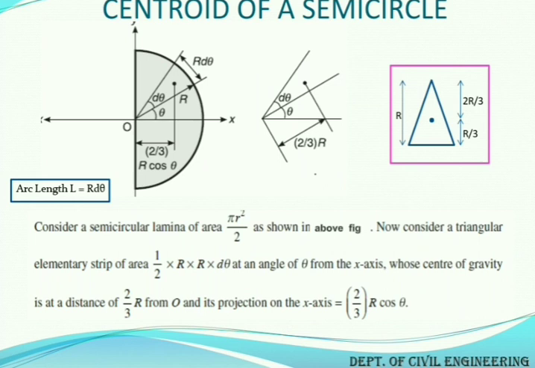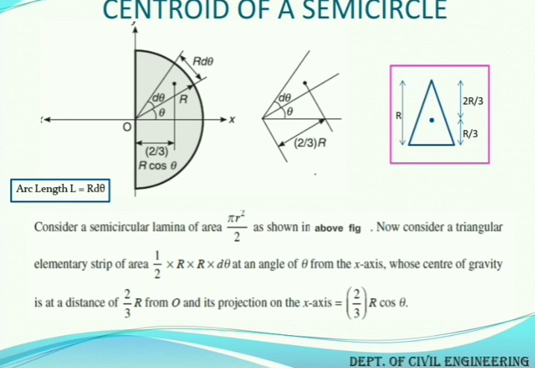So, let's find the area of this elemental strip. Area of a triangle is given by half base into height, right? So, half our base we have found out to be r into d theta, and height is nothing but the radius of the semicircle itself. Therefore, we get the area of the elemental strip as half into r square d theta. So, this should be very much clear.